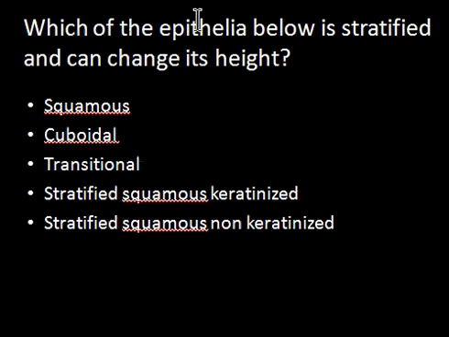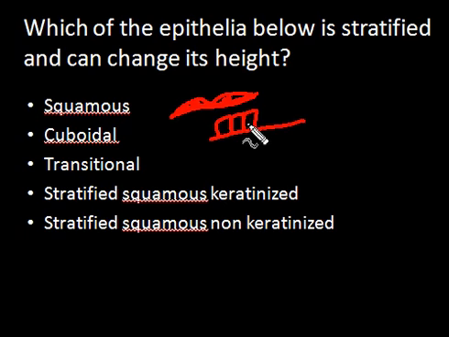And it says, which of the epithelia below is stratified and can change its height? Now, remember, squamous and cuboidal are simple epithelia. Squamous is just a single layer of basement with squamous cells, very flat cells. So, all epithelia have this basement membrane. So this is not stratified, single layered. Cuboidal, here again you have basement membrane, the cells are as tall as they are broad, and here's the nucleus. So again it is single.